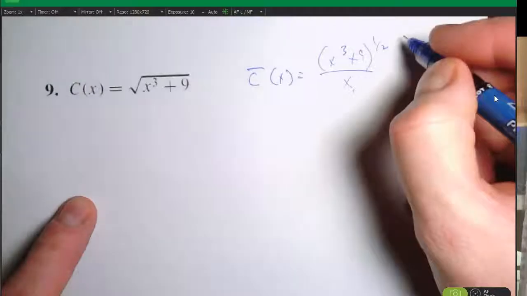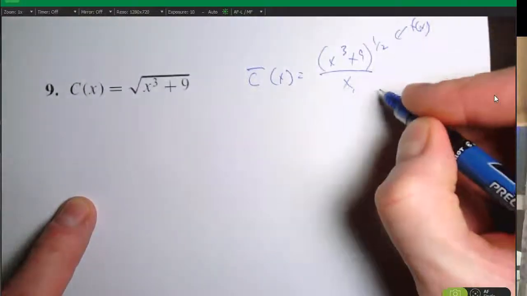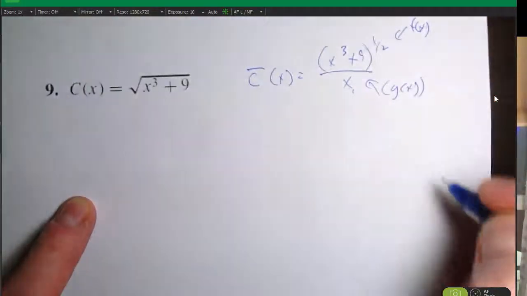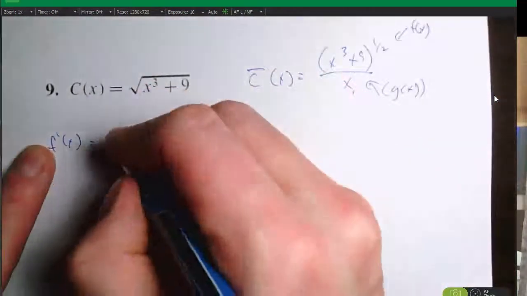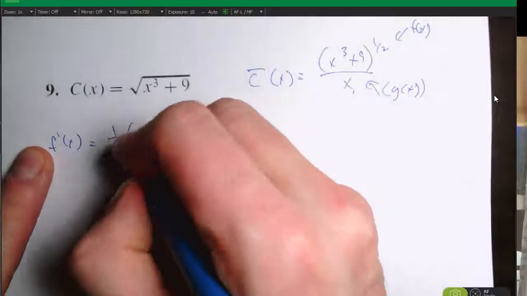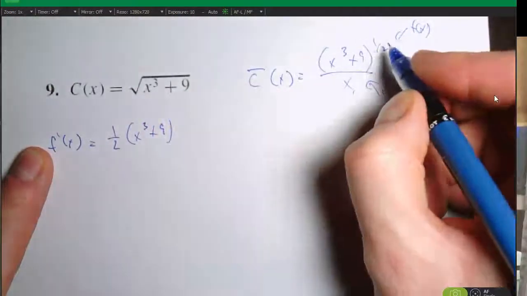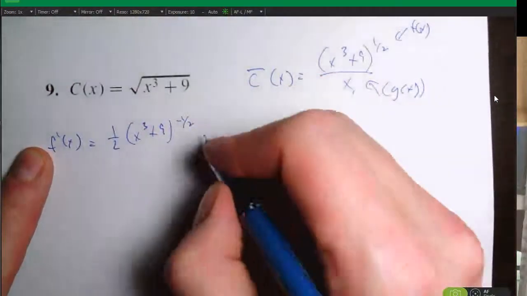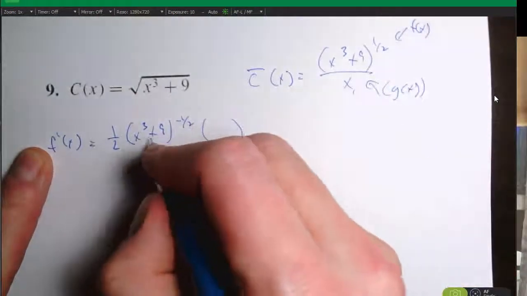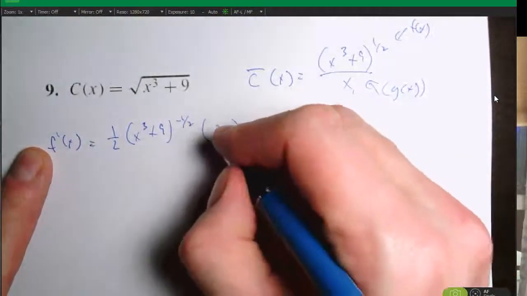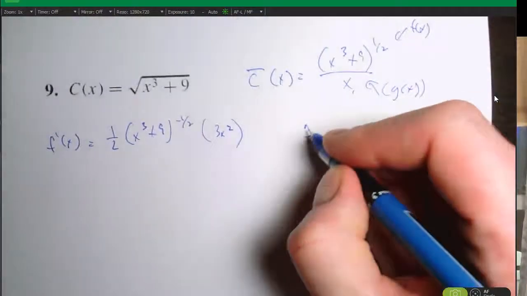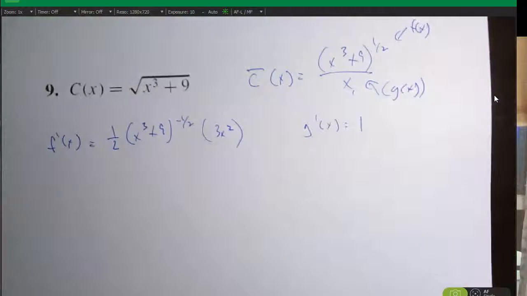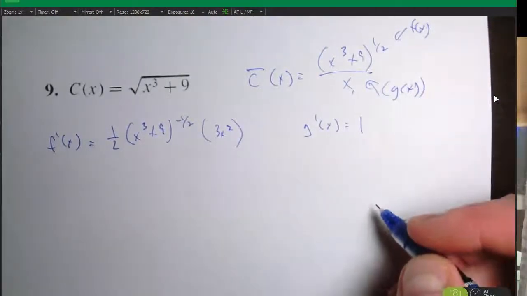First of all, the derivative of the numerator, we're going to call this f of x, call this guy g of x. The derivative of the numerator, f prime of x, is going to be 1/2. Leave the inside alone, subtract 1 from the exponent, so negative 1/2, and then multiply by the derivative of the inside using the chain rule. Well, that's just 3x squared. G of x has a very easy derivative. G prime of x is simply 1. And so now we're able to just plug this into our quotient rule.